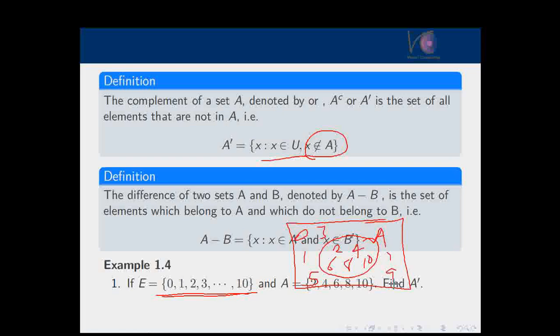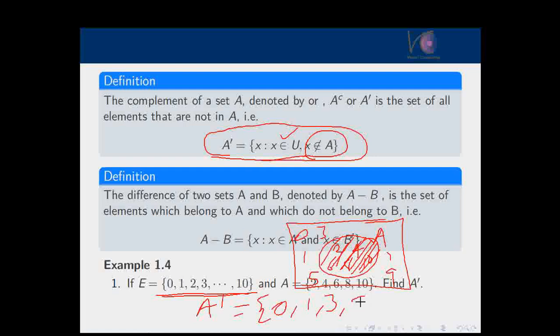So when we say find A complement, we are looking for this set. These are the elements that are not in A, so you can remove your set A here. Then the rest of the elements, X belongs to U. So 3 belongs to U but does not belong to A. 1 belongs to U but does not belong to A. Therefore, your A complement, your A prime, is going to be the elements 0, 1, 3, 5, 7, and 9. This is the set that you are looking for.